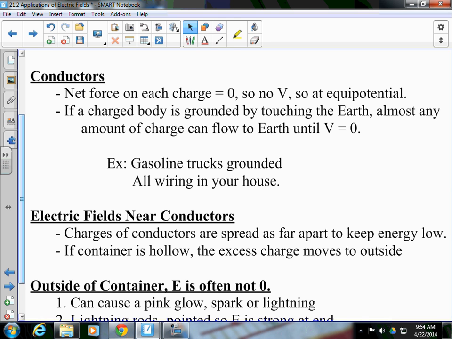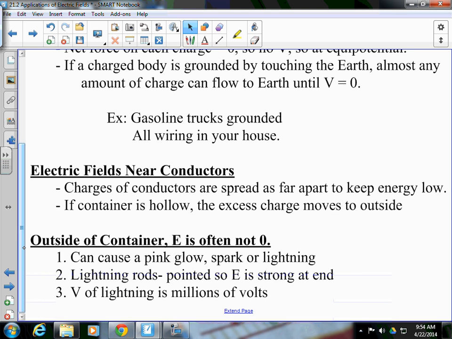All right, a couple things to summarize electric fields near conductors. Self-explanatory with the electric fields near conductors. Outside of a container, the electric field is not often 0. And what can happen is that can cause a pink glow or a spark or lightning. Lightning rods are pointed this way, so the electric field is outside of the container. It's outside of the container, so the E is at the strong end, so it can absorb the shock of lightning rather than going directly to a house.